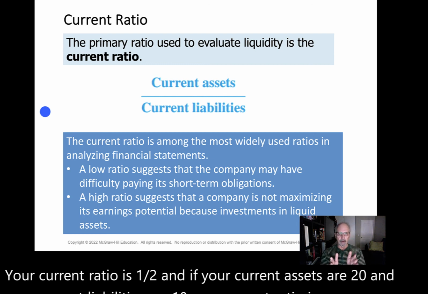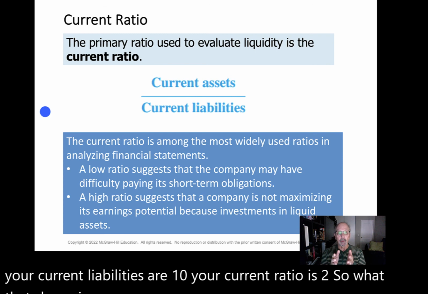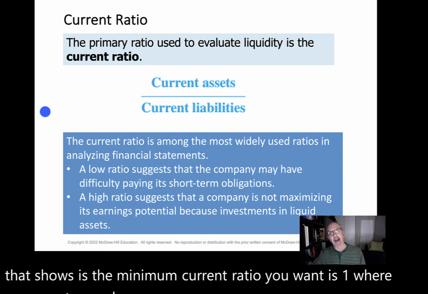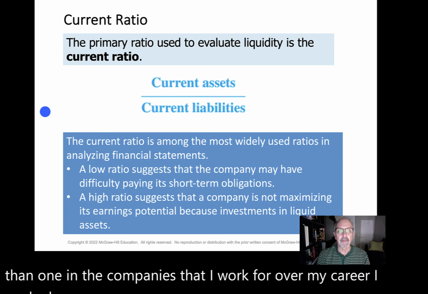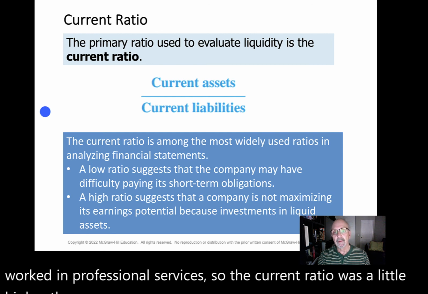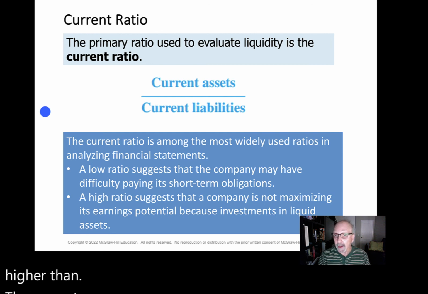So what that shows is the minimum current ratio you want is 1, where your assets equal your liabilities. But it's nice to have more than 1. In the companies that I worked for over my career, I worked in professional services, so the current ratio was a little higher than typical. The current ratio ran between 4 and 5.